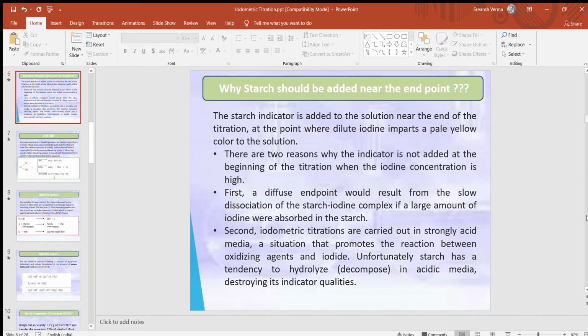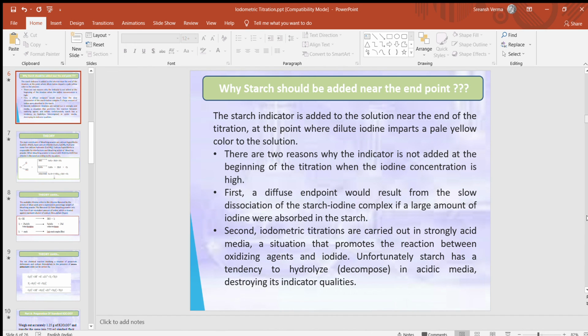Again, I will repeat the two reasons. Number one, if in the beginning you add the starch, the iodine will go and sit inside the layer of the starch. It is difficult to take out that iodine, and due to that you are going to get a very early endpoint. So if you reduce the concentration of iodine and then add the starch, the iodine will sit at the surface of the starch, and it is easy to take that iodine back from the starch surface. The other reason is that the starch shows decomposition in the acidic medium.